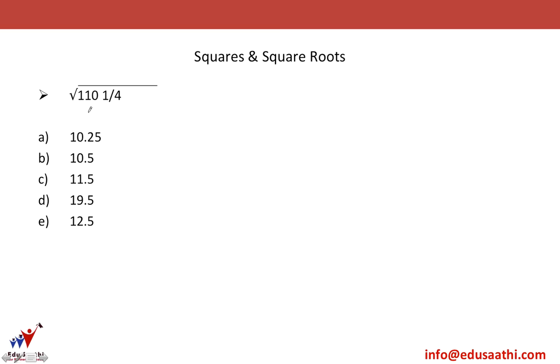Let's calculate the square root of a mixed fraction. So the mixed fraction is 110 1 by 4 and I have to calculate the square root of this. So first I'll convert this mixed fraction to a normal fraction. 4 into 110 is 440, plus 1 gives me 441. So this is nothing but 441 divided by 4 under the root. This gives me 441 is the square of 21. So if I have to remove this square root, the answer is going to be 21 by 2, which is nothing but 10.5. So the answer is the B part here.